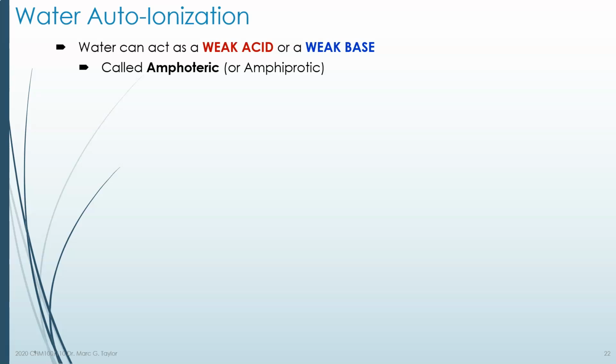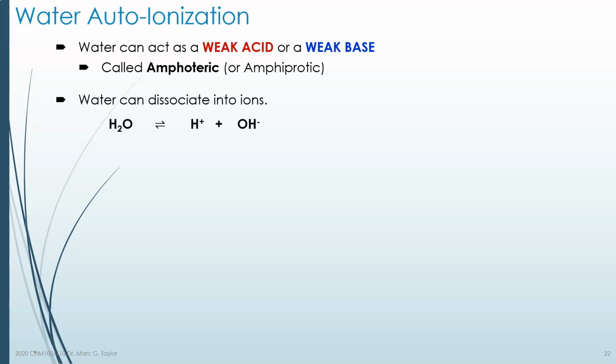The fact that it can act as either an acid or a base is called amphoteric, which is from the Greek for both of two. It's also known as amphiprotic, protic referring to the proton in the acid. So amphi means both, so it's both ways of using the proton.